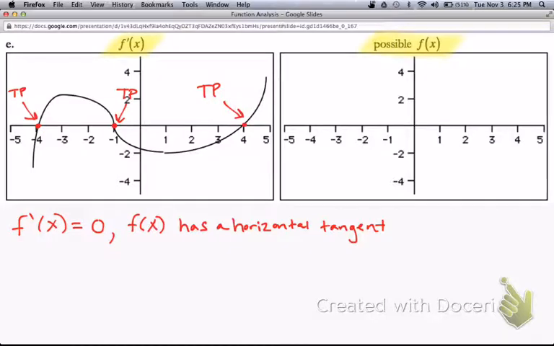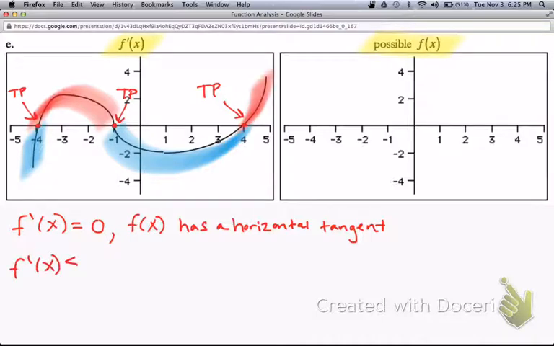Now yesterday I had you guys highlight some different stuff. So I had you guys highlight what was above the x-axis versus what was below. So if I do that again here, I have this piece below and this piece below. So I will highlight them in blue to say that's a cold piece. And then we have this piece above and this piece above. So those get highlighted in red to say those are warm pieces. So everything in blue is where f prime of x is less than 0, which means that f of x is decreasing.